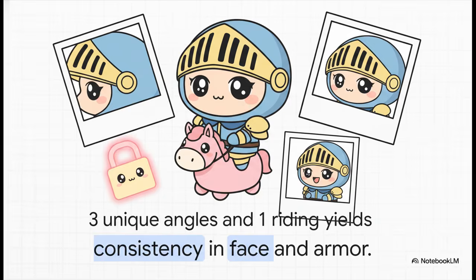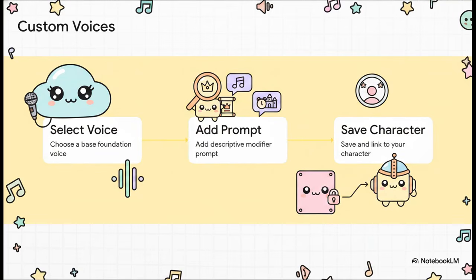No more morphing. But hey, consistency isn't just visual, right? You can actually lock in their audio persona too, making sure they sound absolutely identical in every single take. You just start by selecting a foundation voice, maybe a lower-pitched, informative male voice from the stock library. Then, you add a modifier prompt, something like 25 years old with a deep British accent. Save that, link it to your character, and boom, your digital actor is fully prepped for the timeline.